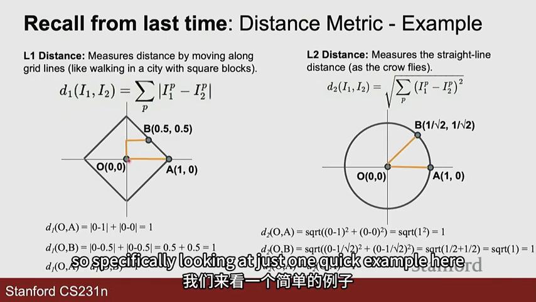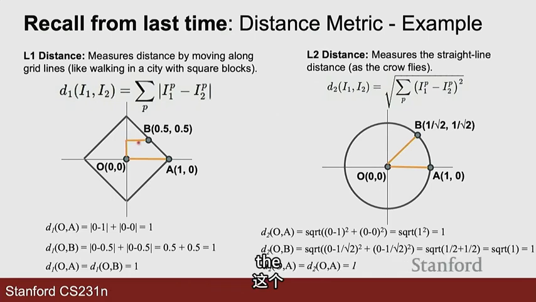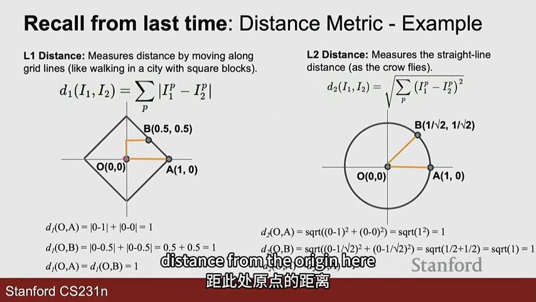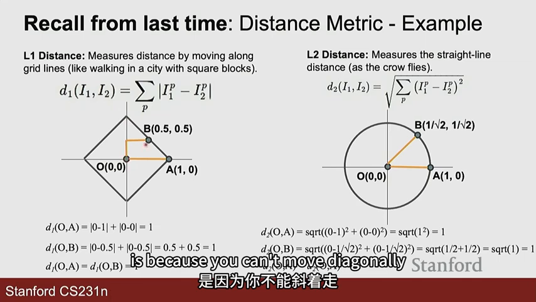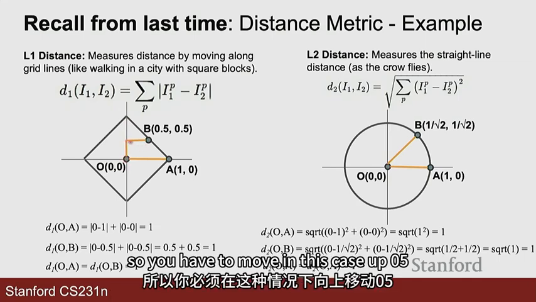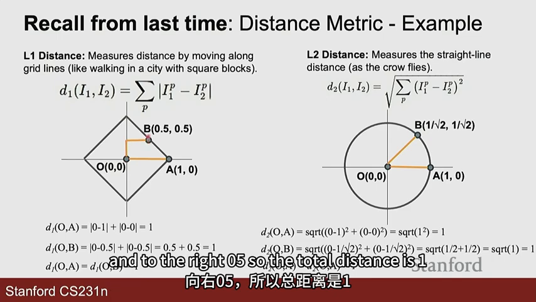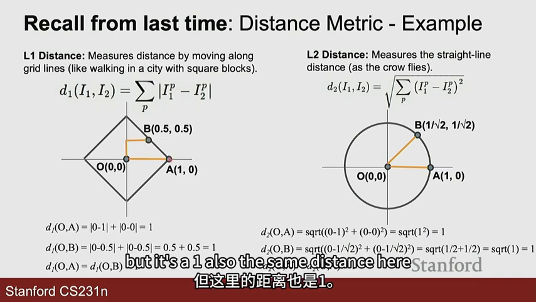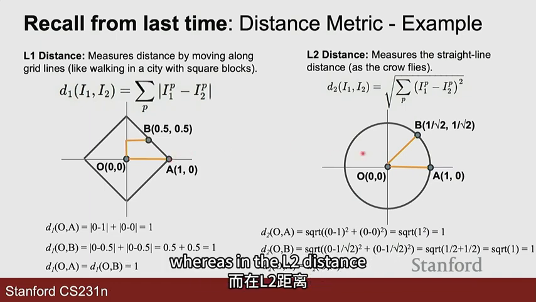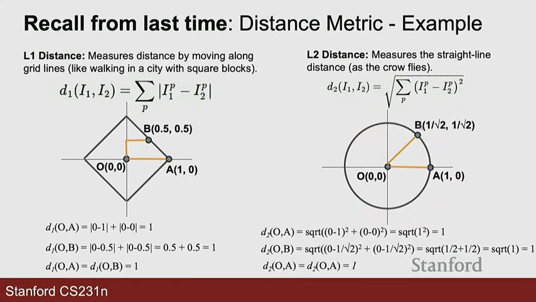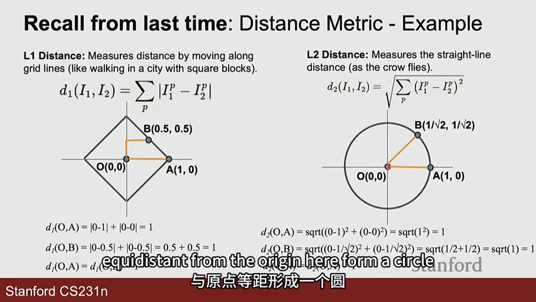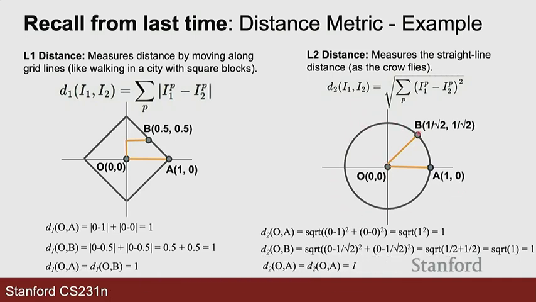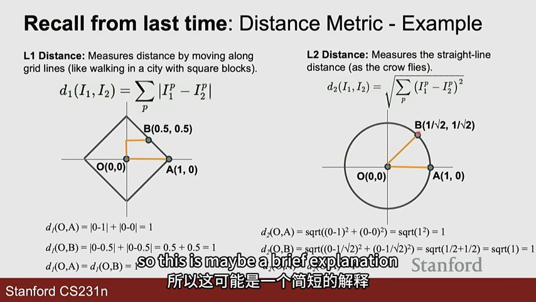So specifically looking at just one quick example here, the reason why all these points on the line are the same distance from the origin is because you can't move diagonally, so you have to move, in this case, up 0.5 and to the right 0.5. So the total distance is 1, whereas here you're just going in a straight line, but it's 1 also. It's the same distance here. Whereas in the L2 distance, all the points equidistant from the origin form a circle because you can just go in the direct line here. So this is maybe a brief explanation.